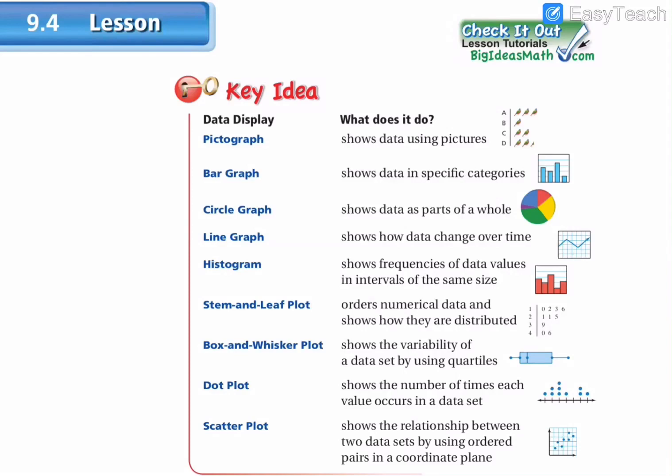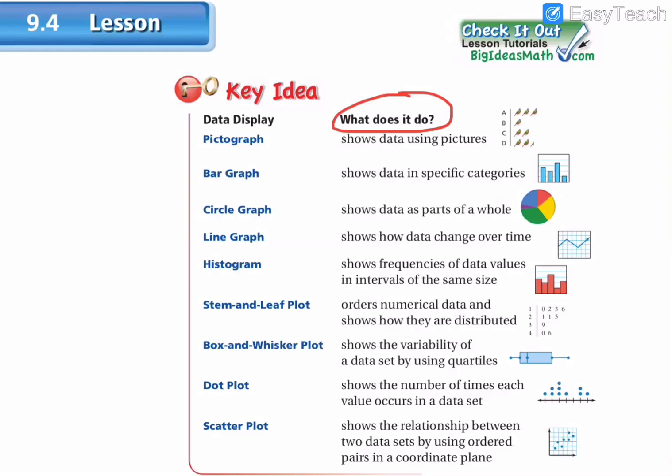9.4 is all about different types of data displays. So take some time to pause the video and get down all of these data display examples, and then more importantly, the what does it do right here. You can also draw a picture of it if that will help you if you're not sure what it is.